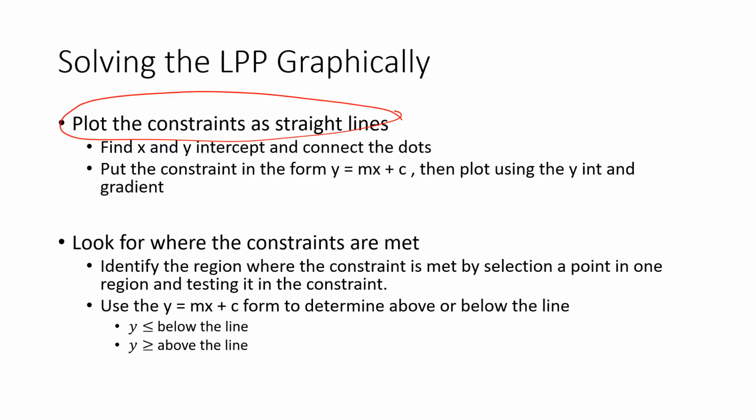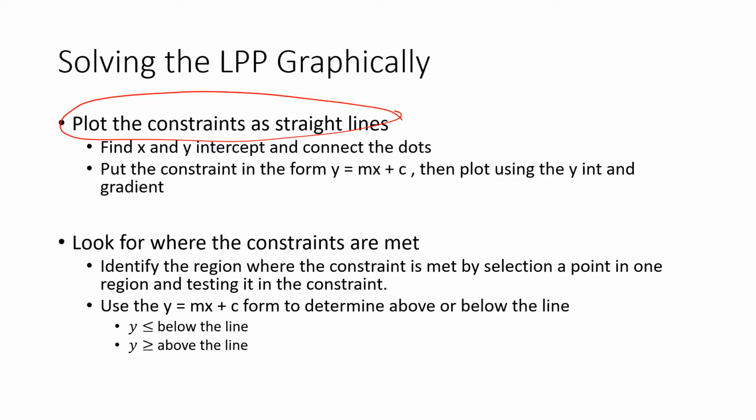Then you're going to look for where the constraints are actually met. All these constraints are less than or equal to, greater than or equal to, or equal to. Obviously, if they're equal to, just the line is where the constraint is met. But if they're greater than or equal to, it's either going to be above or below the line. So there are two ways to go about this.